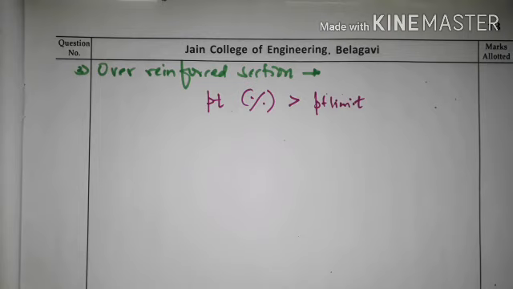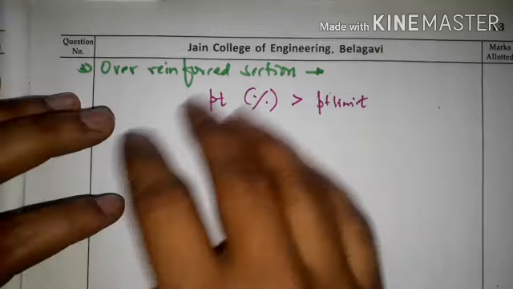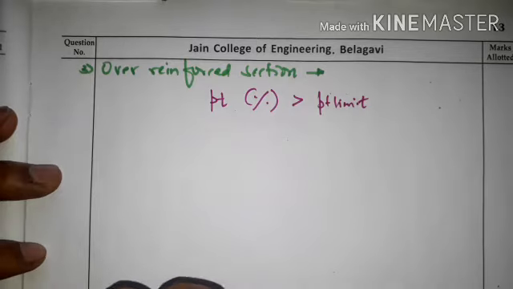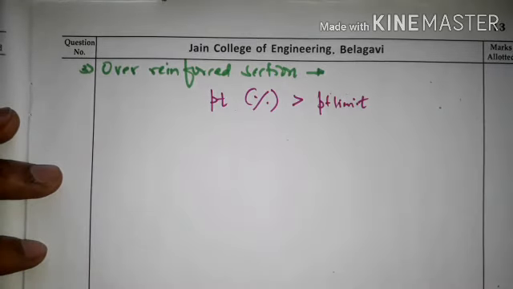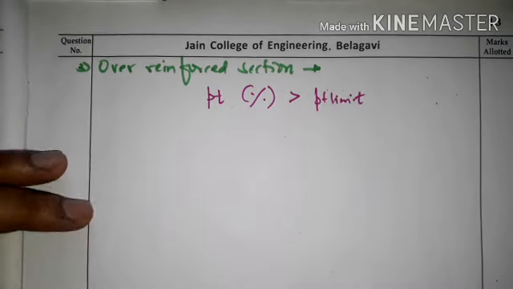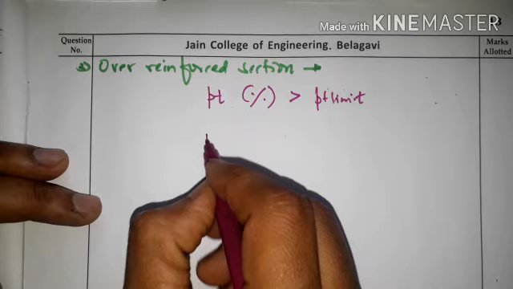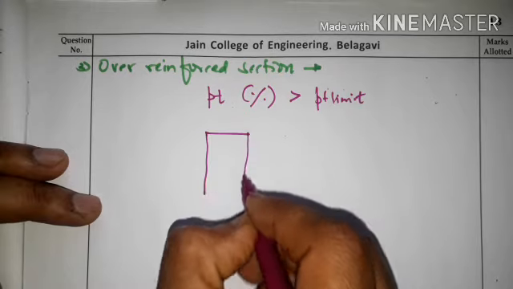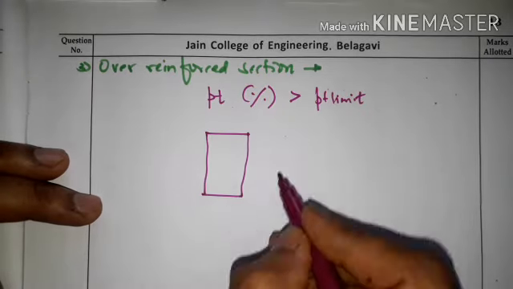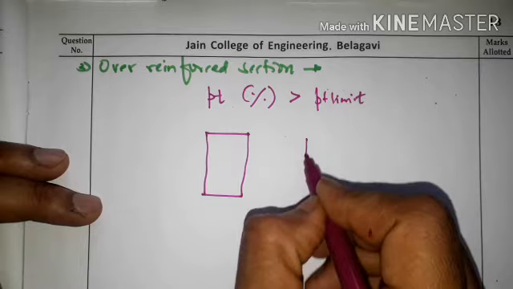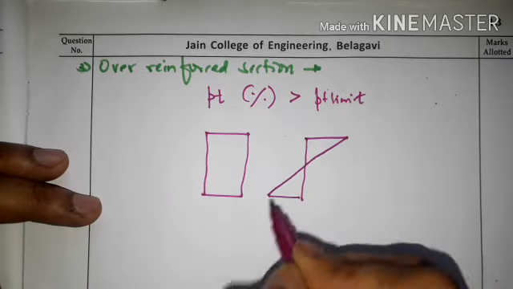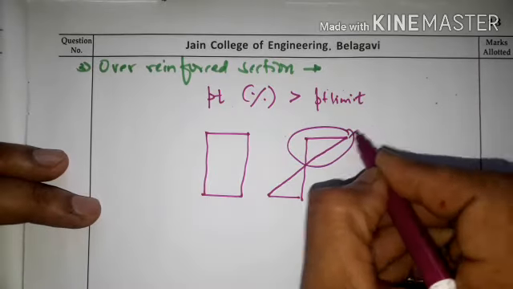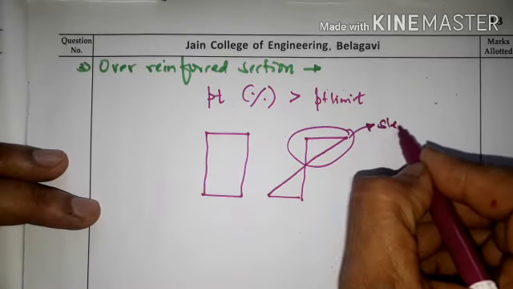Means in this case, we are providing a huge amount of steel in the case of an over reinforced section. So what will happen here, if I draw and explain once again with the sketch, the behavior will change like this, like this.